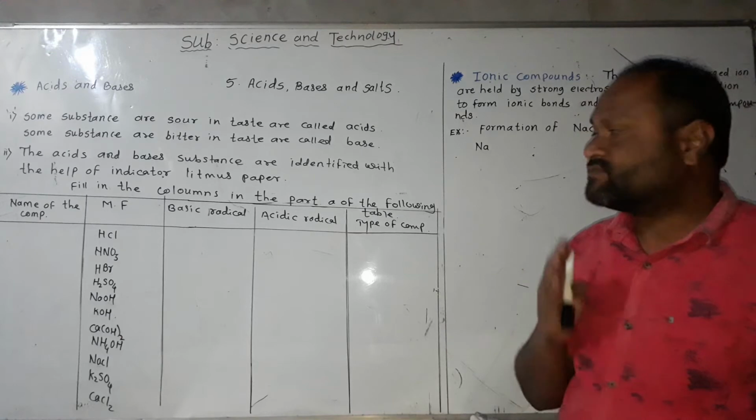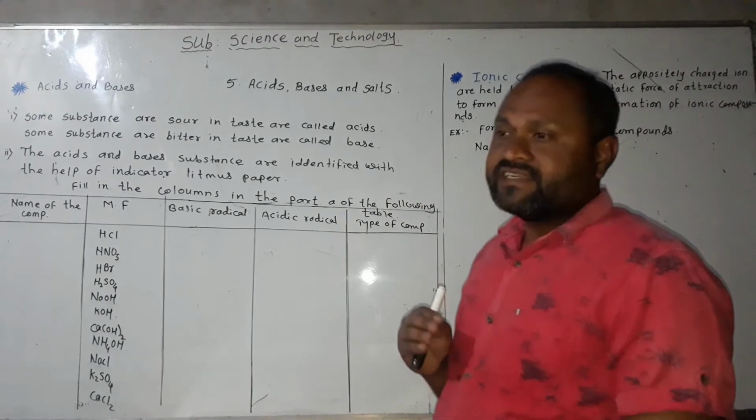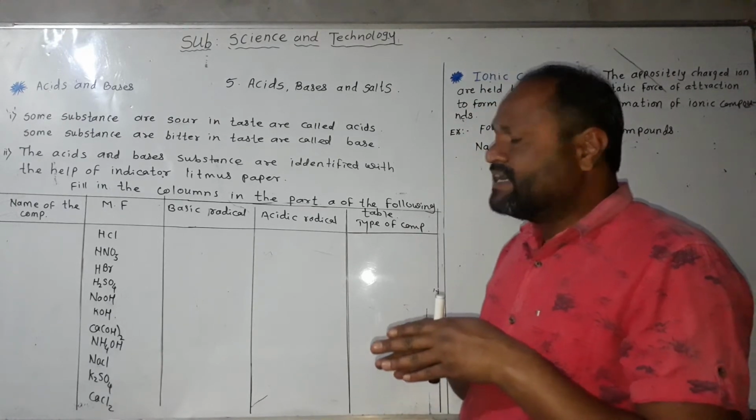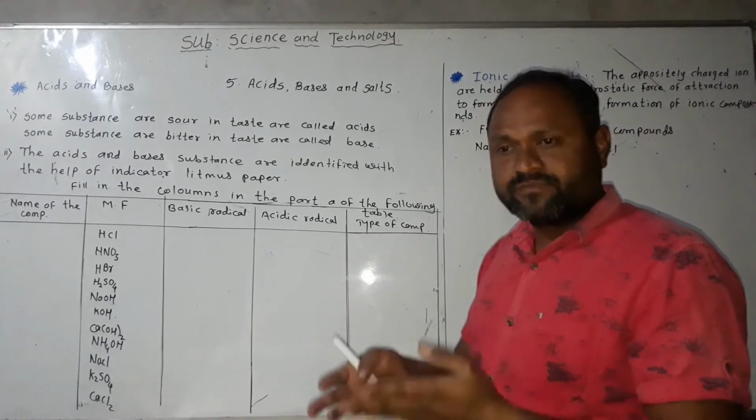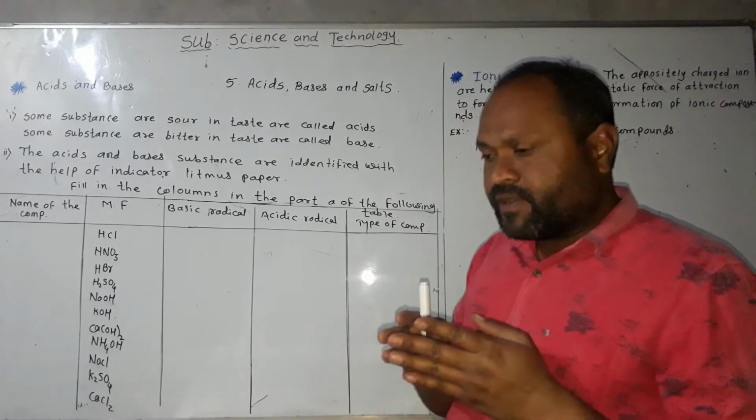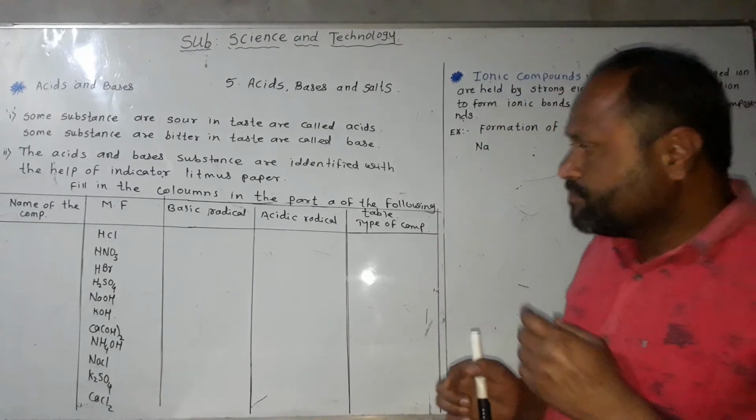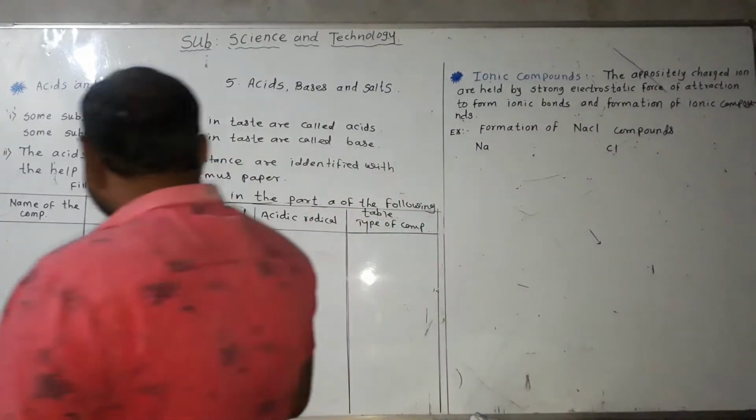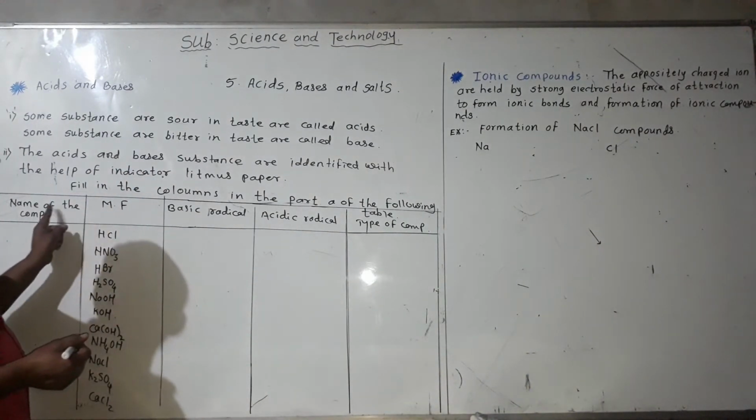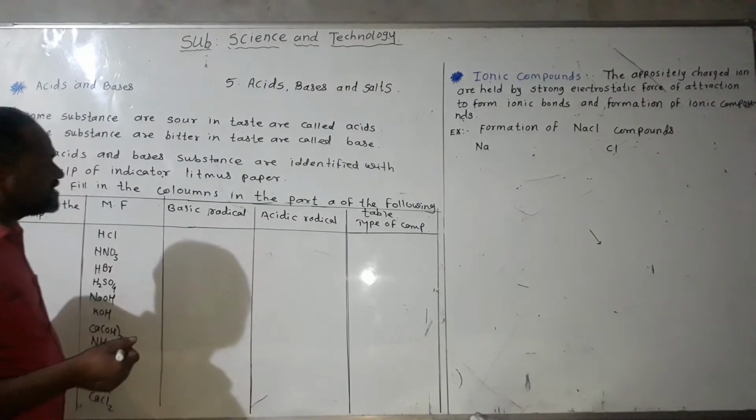Now some acids, bases and salts, when poured into water, dissociate or lose H plus and OH minus ions, and those ions take part in chemical reactions. So some compounds are there, and we will name them here. Now the molecular formula, name of the compound, basic radical, acidic radical, and the type of compound.